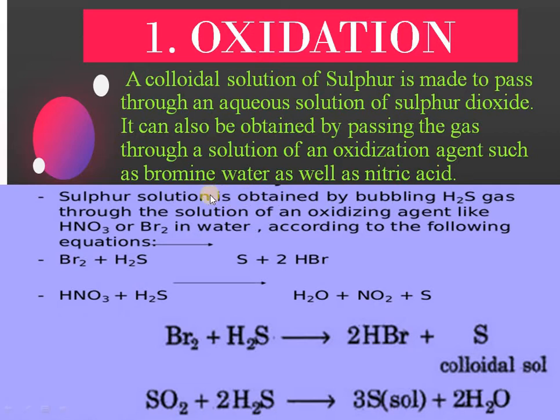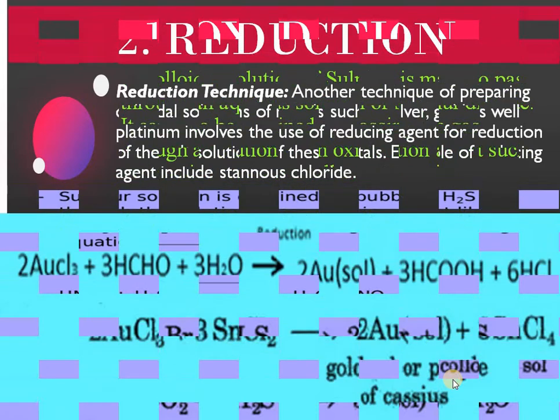In this method we see that a sulfur solution is obtained by bubbling H2S gas. We bubble H2S gas through the solution of an oxidizing agent like HNO3 or Br2. This is the reaction for Br2, and this reaction is for HNO3. So we pass H2S through both solutions and we get the removal of hydrogen, and a colloidal solution of sulfur is obtained in both methods. This is for bromine, Br2, and this is for SO2. These reactions indicate oxidation in which a colloidal solution of sulfur is obtained.